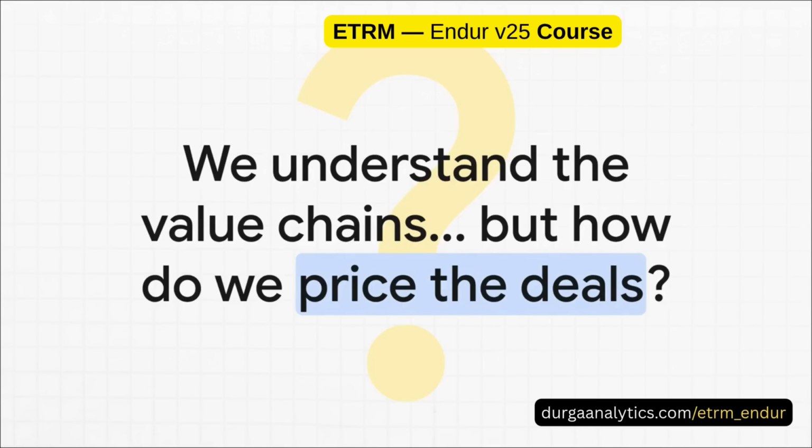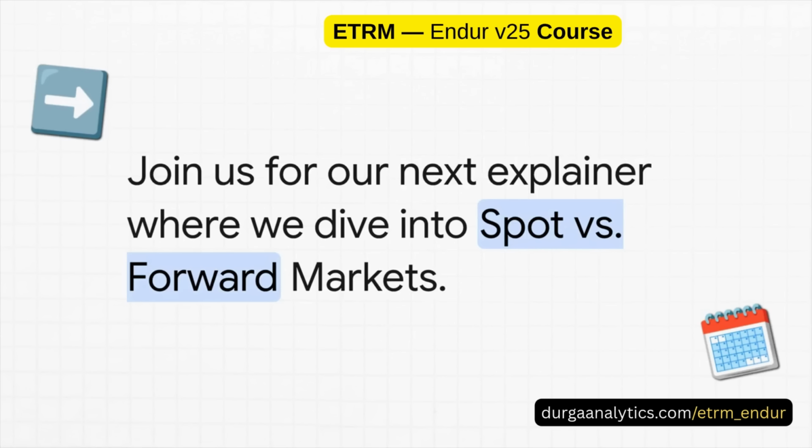Now, having this deep understanding of the physical journey, the what and the where, is the absolute foundation. But it naturally leads us to the next big question. Now that we know how these commodities move, how in the world do we price all the different types of deals that happen along these incredibly complex chains? Well, we'll tackle exactly that in our next explainer, Chapter 6, where we will dive into the critical differences between spot and forward markets. We'll see you there.